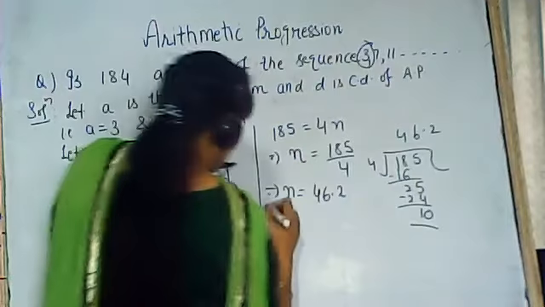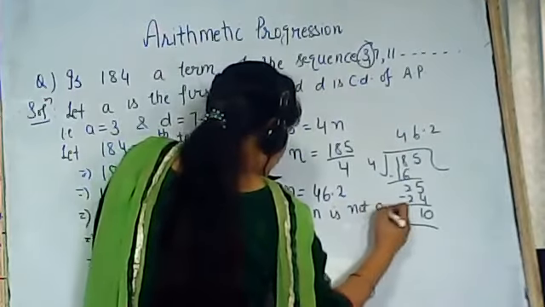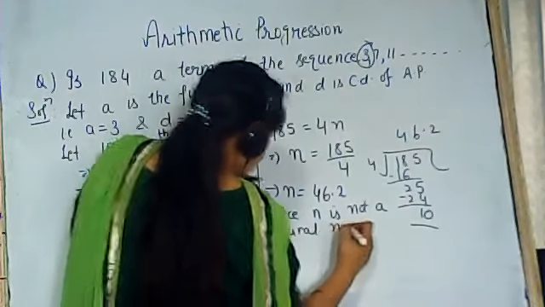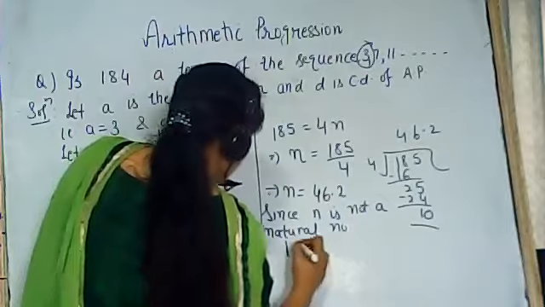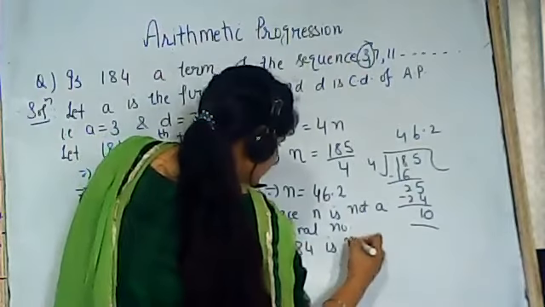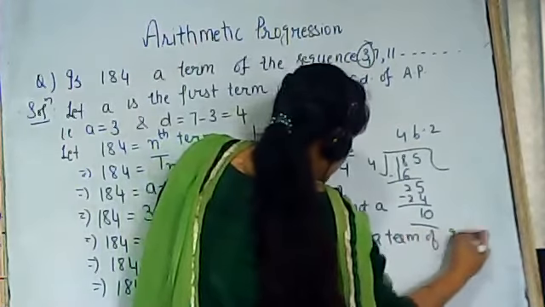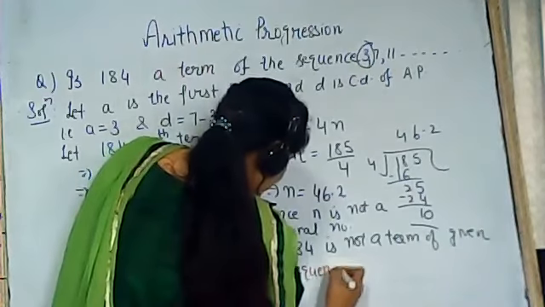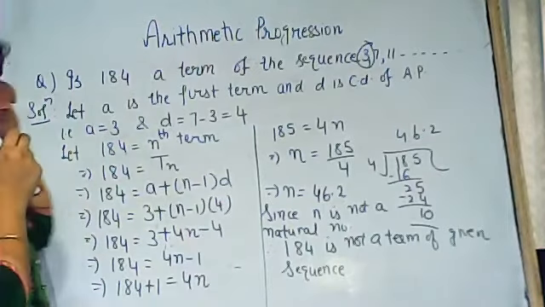So what do we conclude? Since n is not a natural number, therefore 184 is not a term of the given sequence. Hence, we can conclude that 184 is not a term of the given sequence.